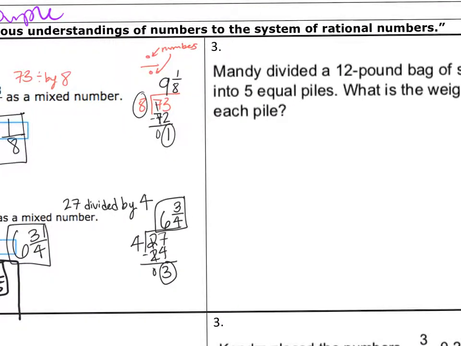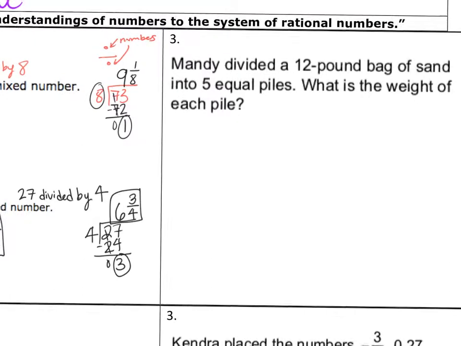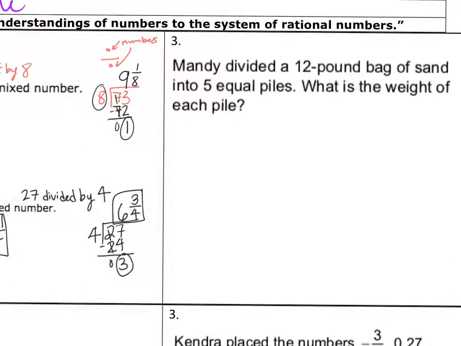It says, Mandy divided a 12-pound bag of sand into 5 equal parts. What is the weight of each pile? So now you have to make sure that your answer makes sense. Because some of you will probably think, okay, it's going to be 5 divided by 12. And some of you will just think, all right, 12 divided by 5. It could be either one of those answers. Now you have to think which one of those makes sense.